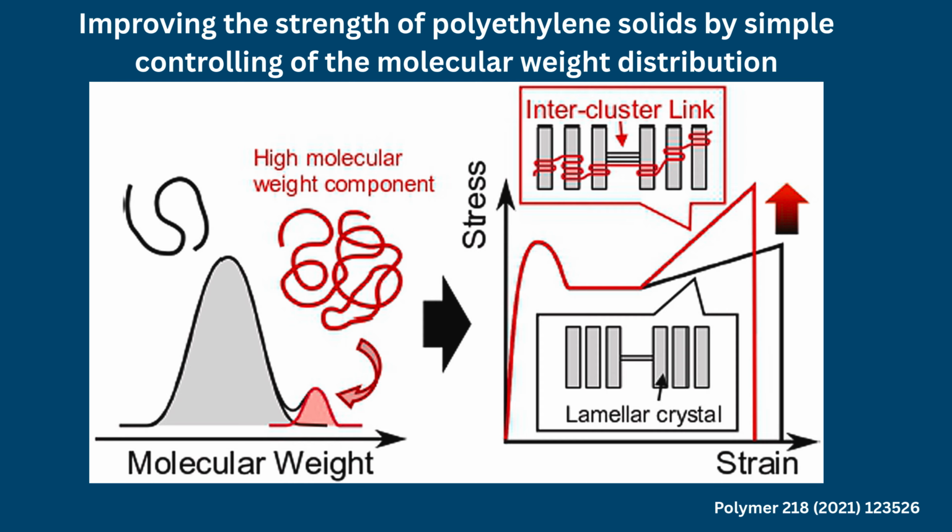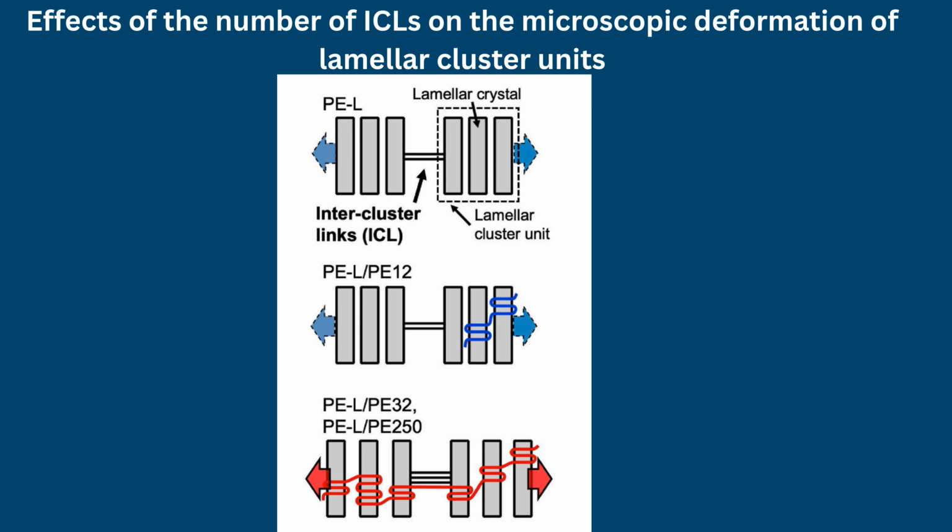Branching changes crystallinity, lamellar dimensions, and chain connectivity. Short chain branching in PE, for example, can disrupt crystallization and modify interlamellar spacing. Carefully controlled branching can therefore balance stiffness, ductility, and processability.